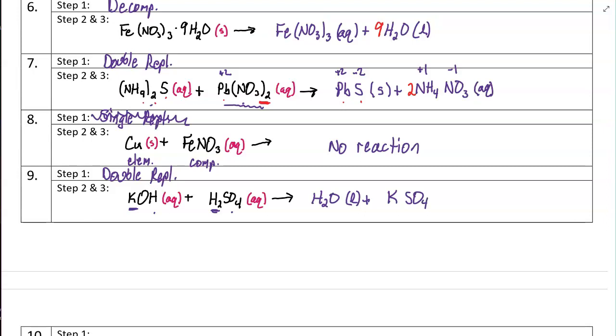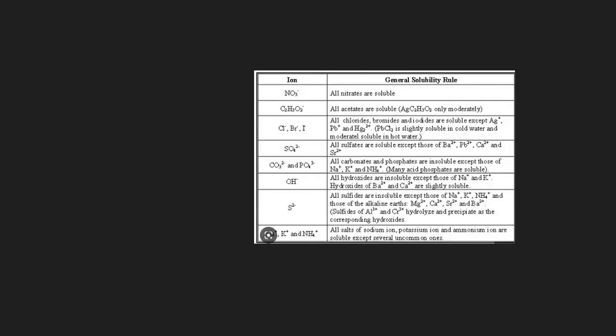Now let's see, do we do any crisscrossing? K is +1 because it's in group 1. Sulfate is -2. We need to crisscross a 1 and a 2. So we have a 2 with a K, and then only 1 of the SO4s. We're going to look up potassium sulfate on the solubility table. Sulfate's right in the middle of the table. All sulfates are soluble except for... I don't see potassium mentioned as an exception, so our sulfate is soluble. It's aqueous.